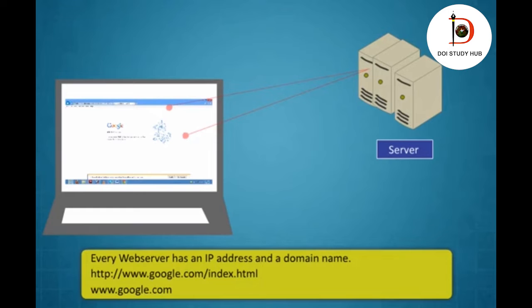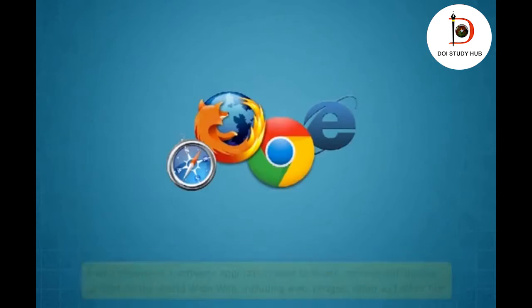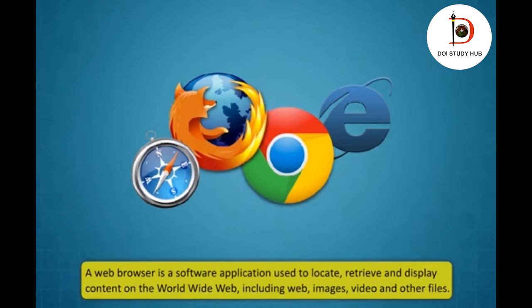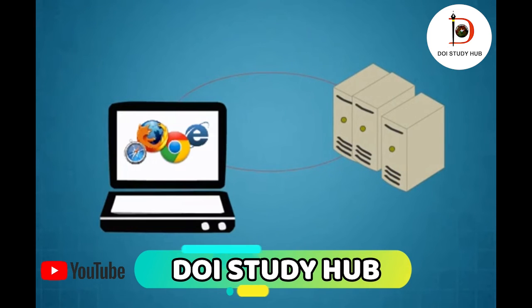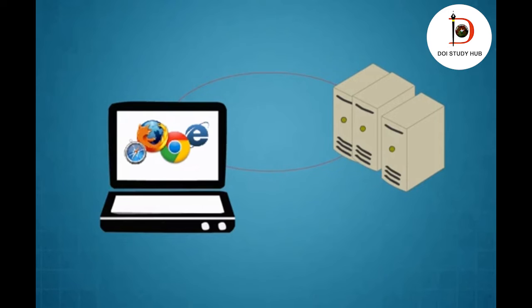For example, if you enter the URL http://www.google.com/index.html in your browser, this sends a request to the web server whose domain name is google.com. The server then fetches the page named index.html and sends it to your browser.